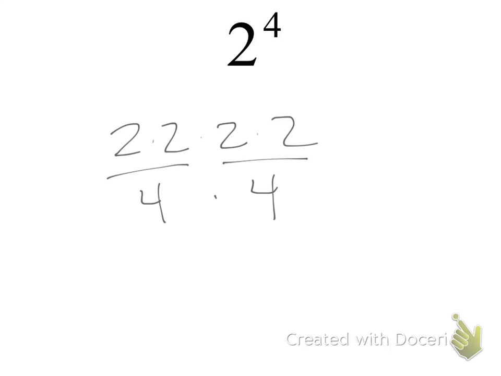Okay, 2 to the 4th, that's the same thing as 2 times 2 times 2 times 2. So 2 times 2 is 4. 4 times 4, 16.